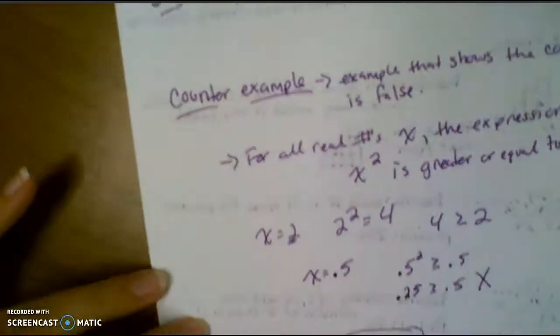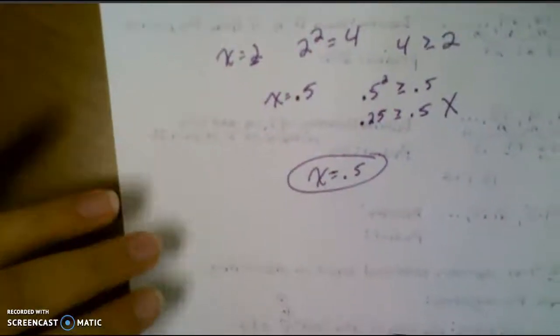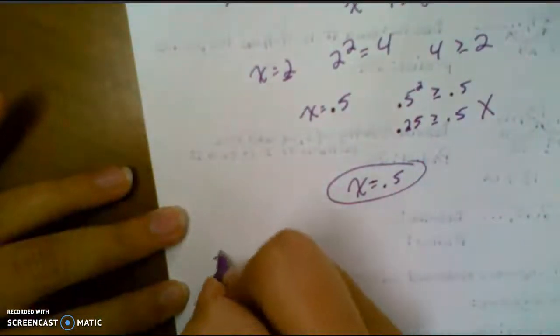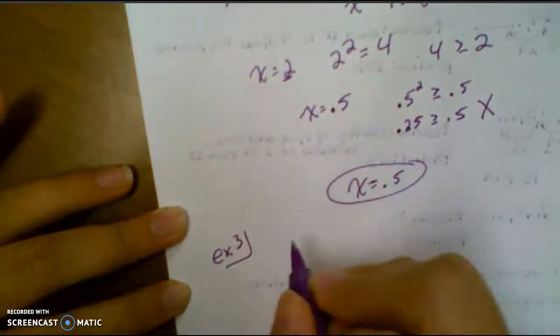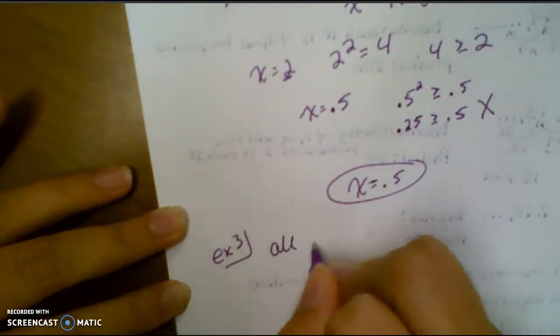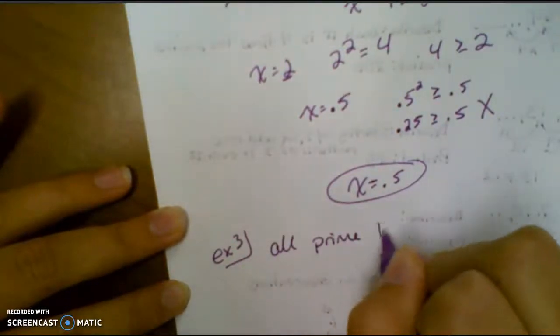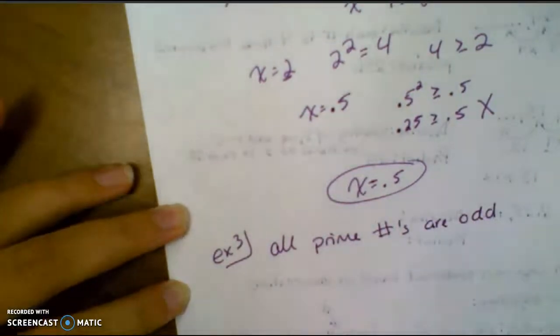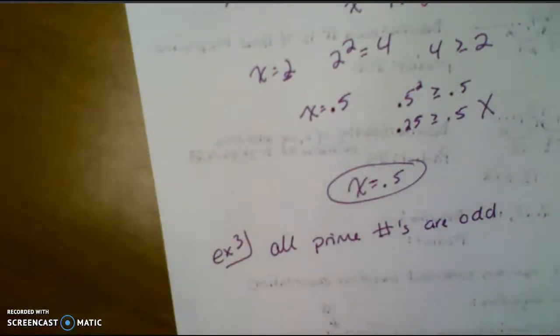Okay, so last one that I want you to try on your own. So write this down and then pause the video. So your example that you're going to do on your own is: all prime numbers are odd. Okay, odd, so 1, 3, 5. Prime means that only 1 and themselves go into it. So like 5, the only things that go into them are 1 and 5. So go ahead and pause the video and try that one on your own.